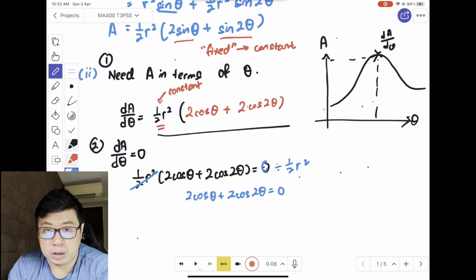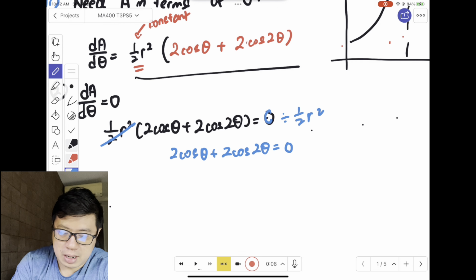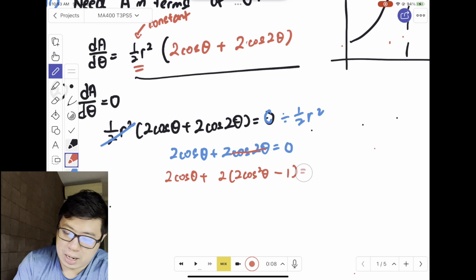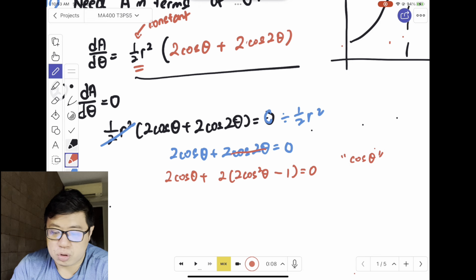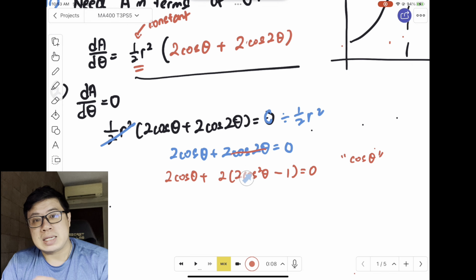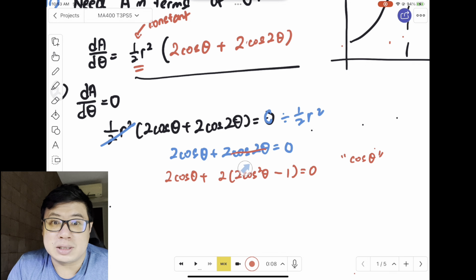This looks pretty daunting, right? But this is just a very humble trigo equation that you solved in the past. Change this, 2 cos theta. I'm going to change this using the double angle formula. This is 2 of 2 cos squared theta minus 1. So I'm trying to get the trigo variable to be cosine theta, so that when I'm solving this, it is like I'm solving a quadratic equation where cosine theta is the variable.